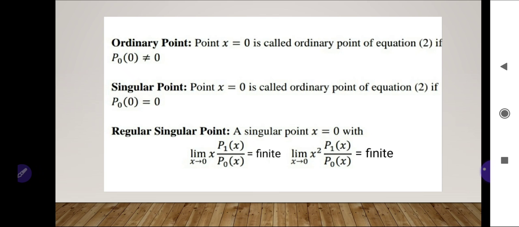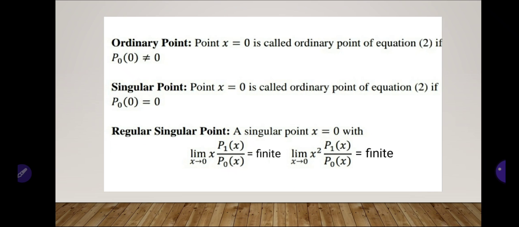That means if the limit x tends to 0 of x into p1 of x upon p0 of x is finite, and the limit of x square into p2 of x upon p0 of x is finite. That means if we multiply the coefficient of dy by dx by x and take the limit x tends to 0, this term must be finite, and multiply the coefficient of y by x square and take the limit x tends to 0. If these terms are finite, then the singular point x equal to 0 is called a regular singular point.